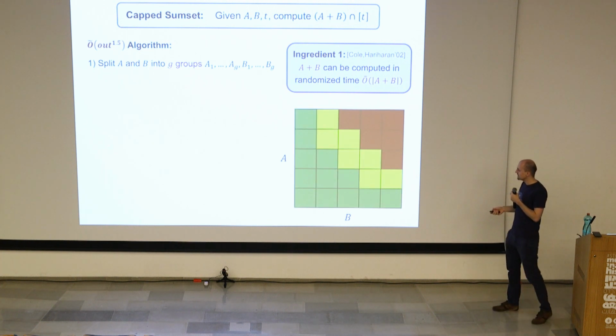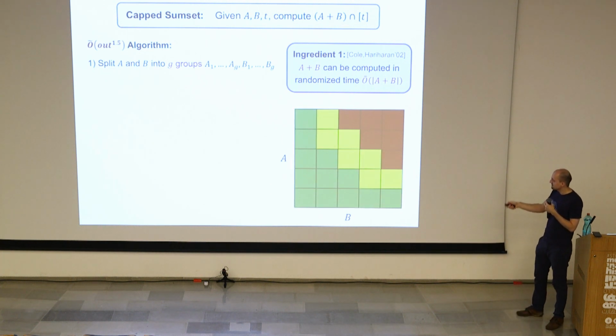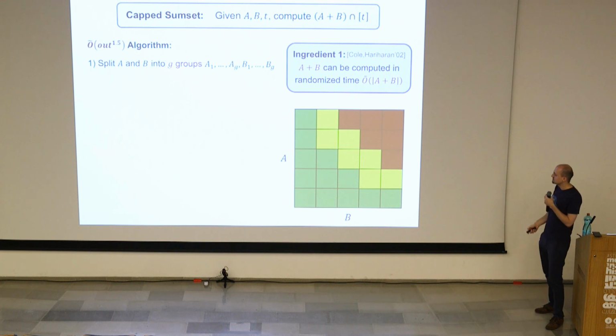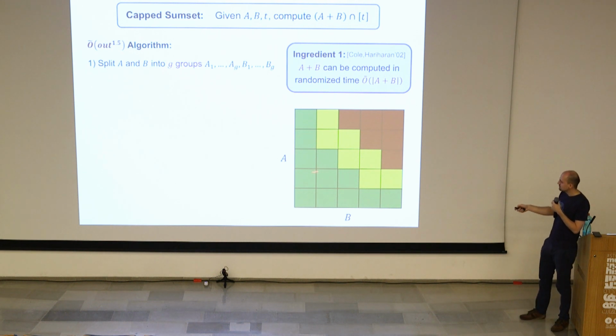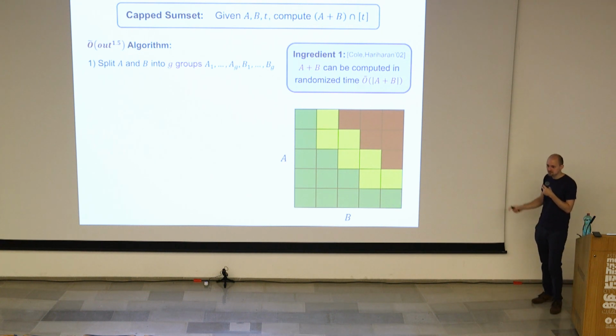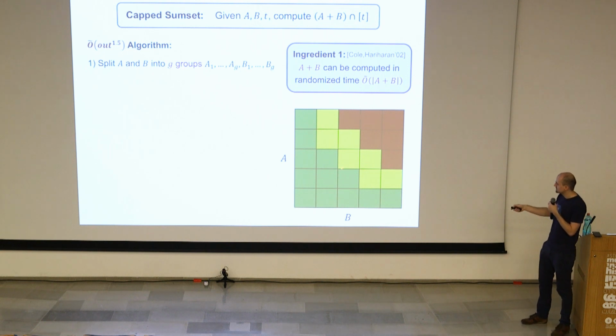Right, so we split A and B into groups. So let's say we split A into 5 groups and B into 5 groups. And now I'm marking a group. I mark it green if all the sums in that group are below t, and I mark it red if all of the sums in that group are above t, and yellow are the boundary pairs, boundary blocks. So where some pair is below t and some pair is above t.